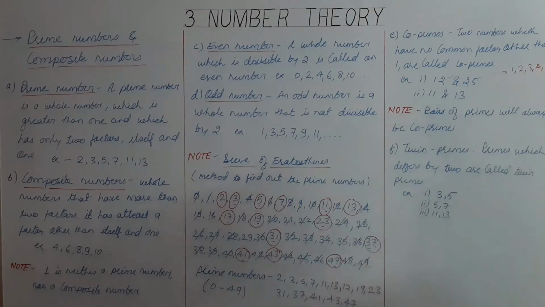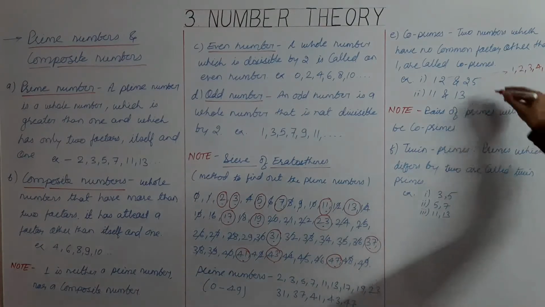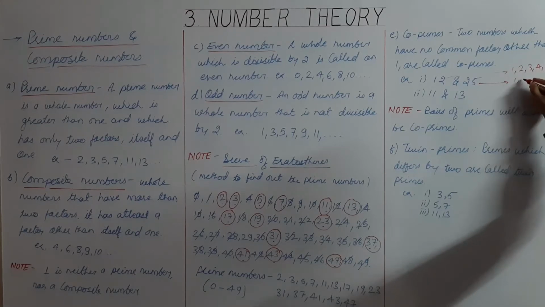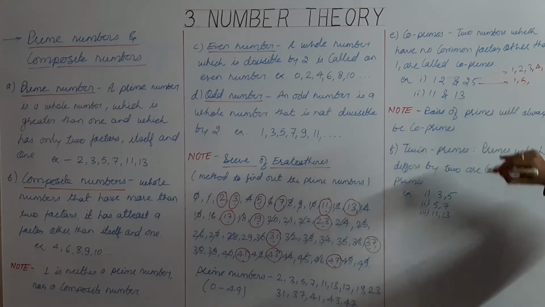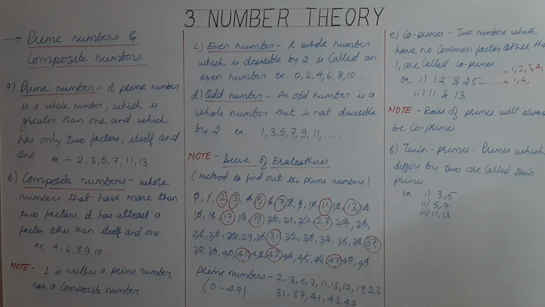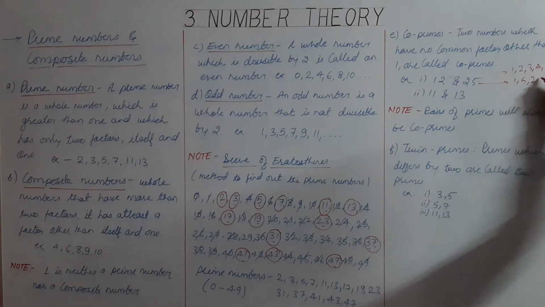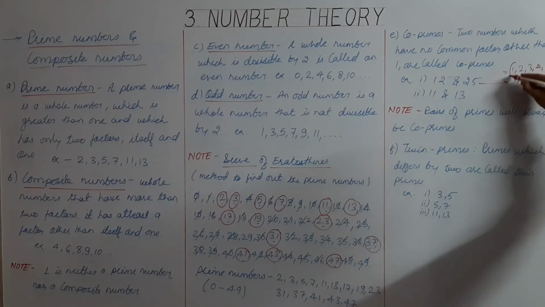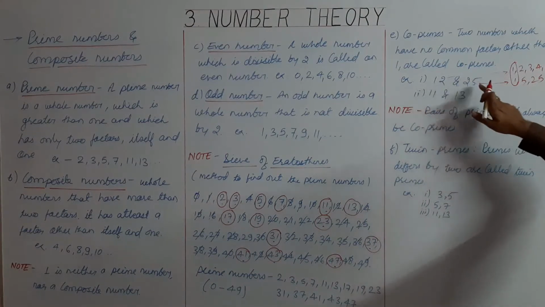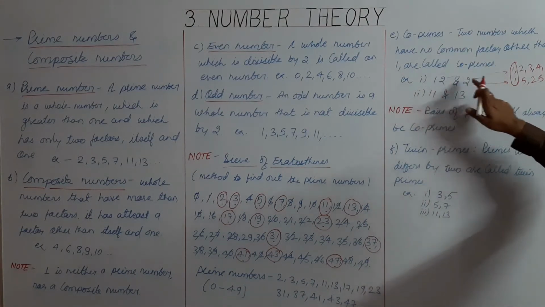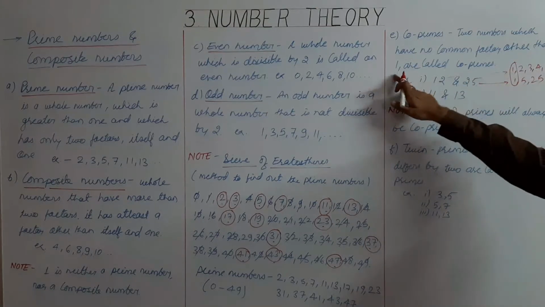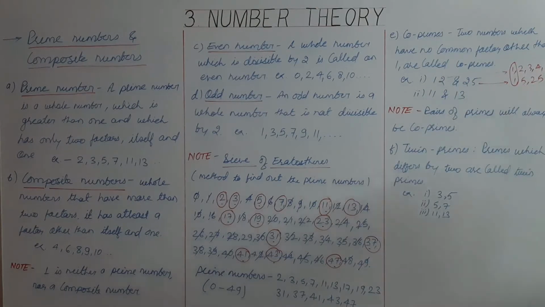So these are factors of 12. And for 25, 1 is a factor, 2, no, 3, no, 4, no, 5, yes, 5 is a factor. Then 6, 7, 8, 9, 10, 11, 12, no. So here only 1 is the common factor. So these two numbers are co-primes. They are composite numbers, they are not prime numbers, but the only common factor is 1. So these two numbers are co-primes.